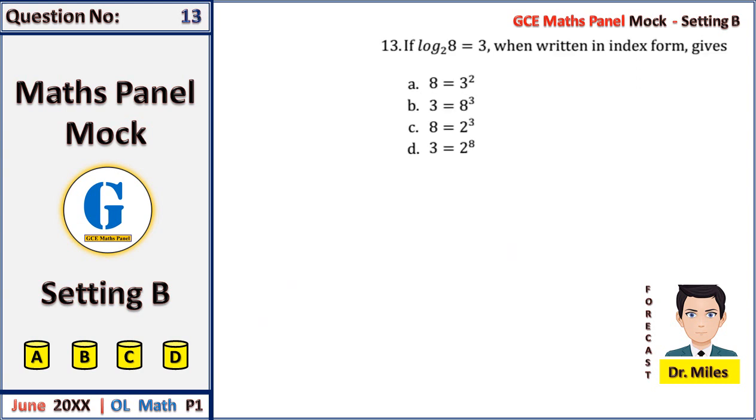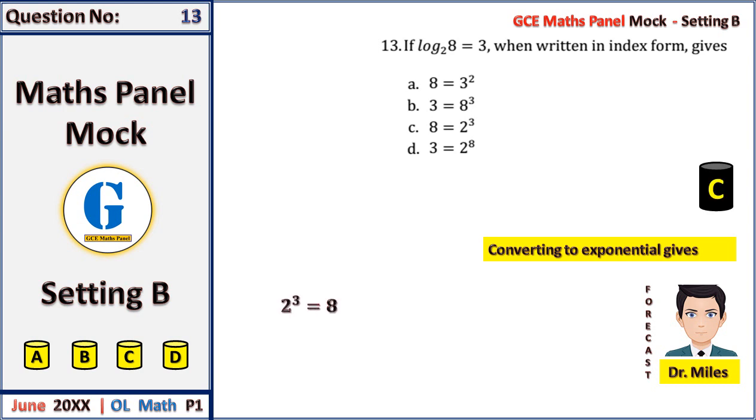13. If log 8 base 2 equals 3, when written in index form, converting to exponential form, we just have to take the base and raise it to the power 3. So we have 2 to the power 3 giving us 8. And this value checks out because we know 2 to the power 3 is 8.